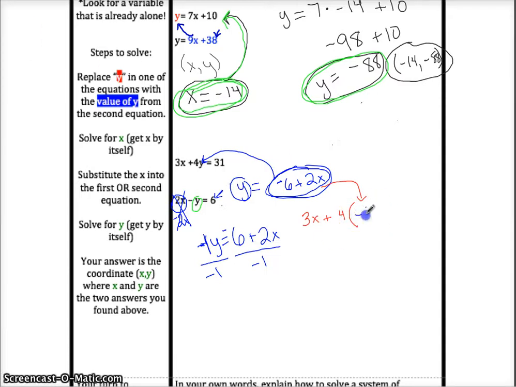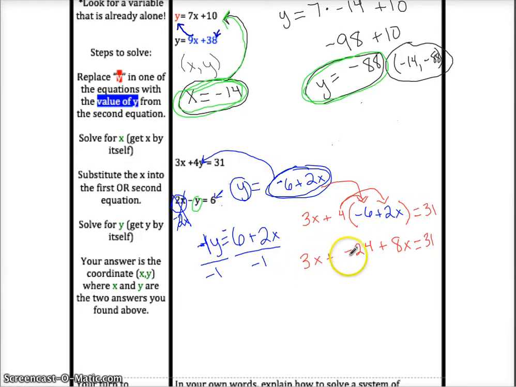It's negative 6 plus 2x. Okay, so that's where I put my expression from my second equation, and it's still all equal to 31. Now what I need to do is just distribute. So I do 4 times negative 6, which is negative 24, and then 4 times 2x, which is positive 8x, equals 31. And I need to bring down this 3x and the addition sign.